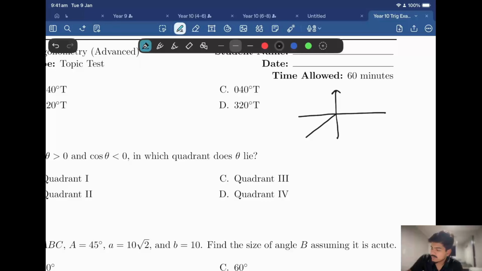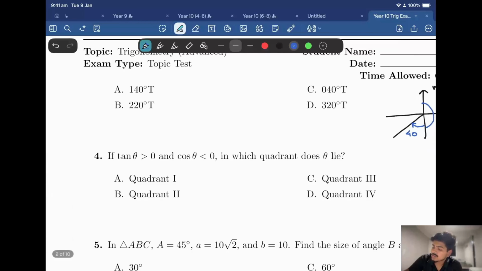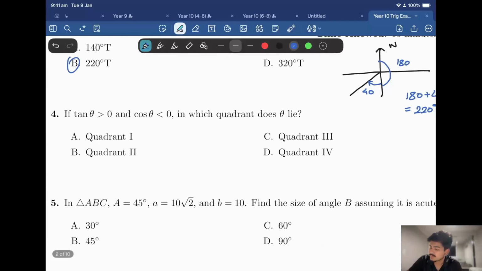So this is north, right? So when you want to find the true bearing, since the bearing is south 40 west, it means it's 40 degrees clockwise from south, okay? So this is 40. So how much would it be up to here? Yeah, that's 180. So we do 180 plus 40, which is equal to 220 degrees. So your answer is B, 220 degrees.